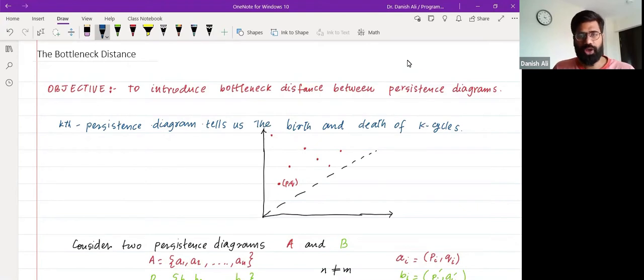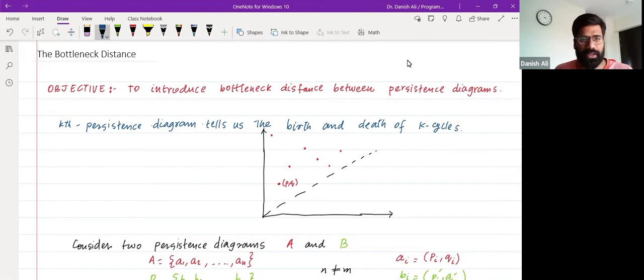Hi, this is Danish. My topic for tutorial is bottleneck distance. So in this tutorial, I will introduce the bottleneck distance between the persistent diagrams.